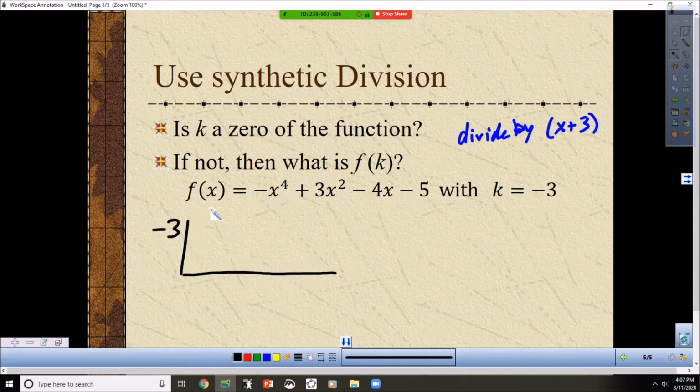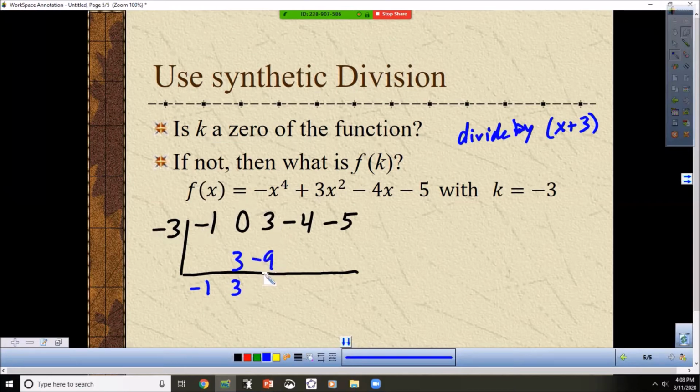This polynomial has a coefficient of negative 1 for x to the fourth. It is missing an x to the third term, so I need a 0 placeholder for x to the third. Positive 3 for x squared, negative 4 for x, and negative 5 is my constant. I'm going to do the synthetic division here, where I add and multiply. Negative 1 plus nothing is negative 1. Multiplying, we get positive 3. Add, 0 plus 3 is 3. Multiply, negative 3 times 3 is negative 9.